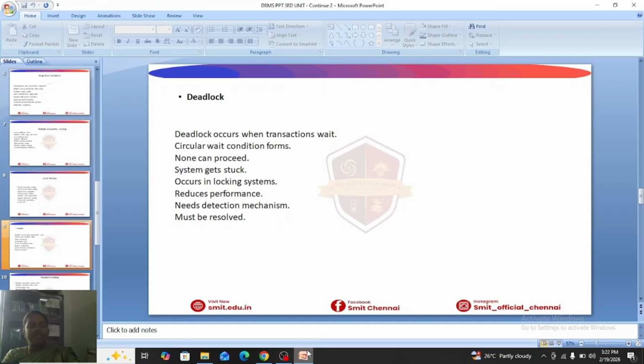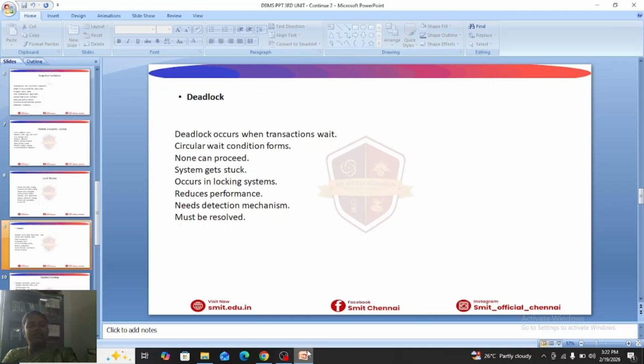Let me give you a simple example. T1 locks data item A, and T2 locks data item B. Now see, T1 requests a lock on B held by T2. It waits. T2 requests a lock on A held by T1. It waits. Now both are waiting for each other. This is how deadlock occurs.